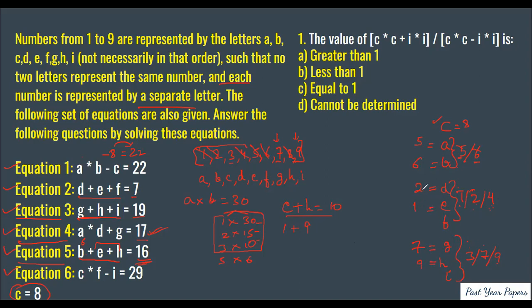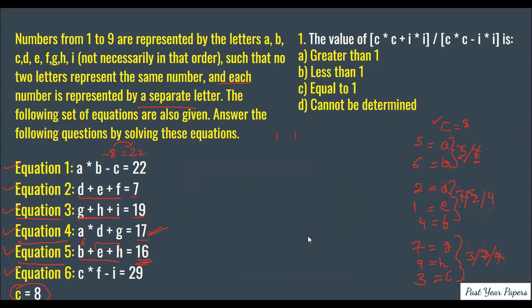So if E is 1 and D is 2, we are left with only 4. Now 7 and 9 have already gone. So what is I? I will be 3. Okay. So we have found our values, and now we can solve the questions that are given to us. Let me just remove this.